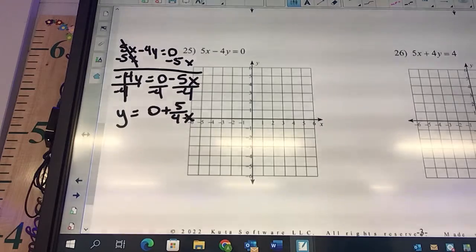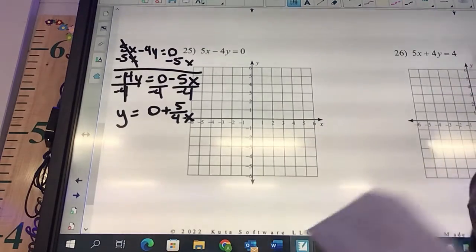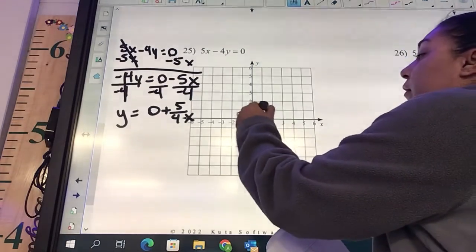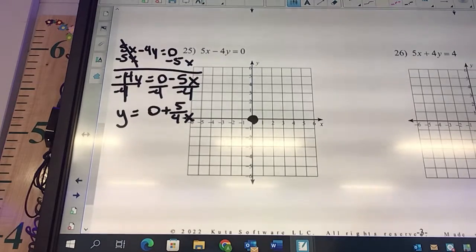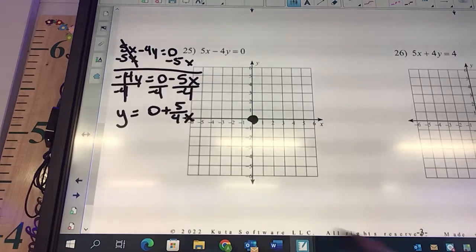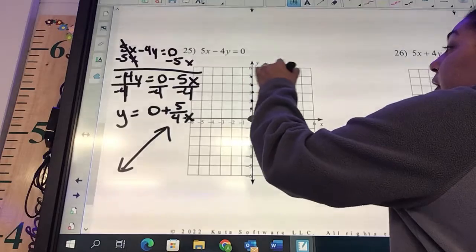Where does this graph start? At what? At 0. And then we're going to go up 5 and over 4. Which way? And over 4.